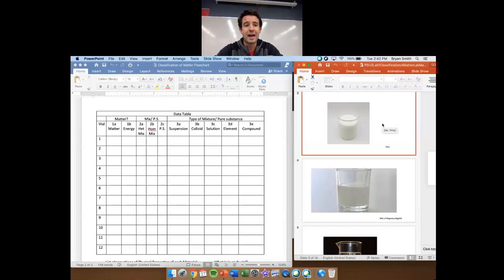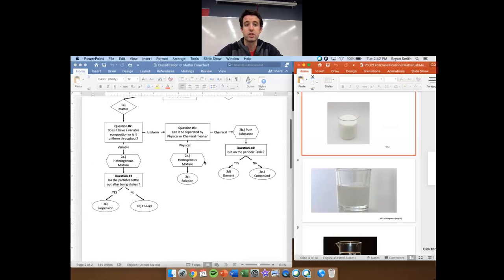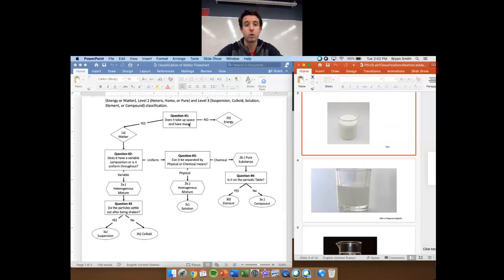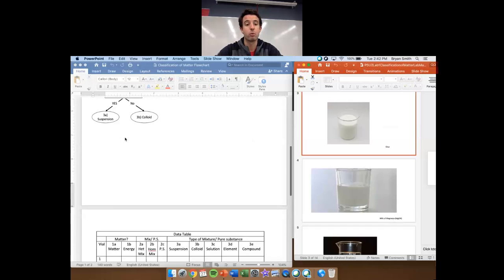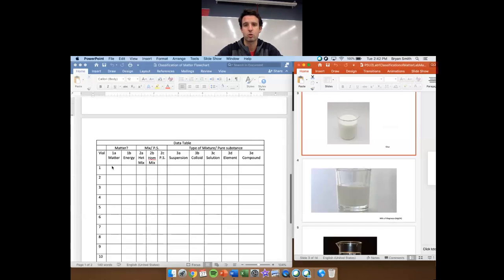Now, you might be wondering, how do I know? To help you with that, you're going to use the flow chart over here. This flow chart takes you through it. You start at question 1, and you ask yourself, does it take up space and have mass? Unless it's energy, which there aren't any pictures of, the answer for this question is going to be yes. So you follow the arrow, and that tells you, for data table number 1, put a check mark next to 1A and leave 1B blank.